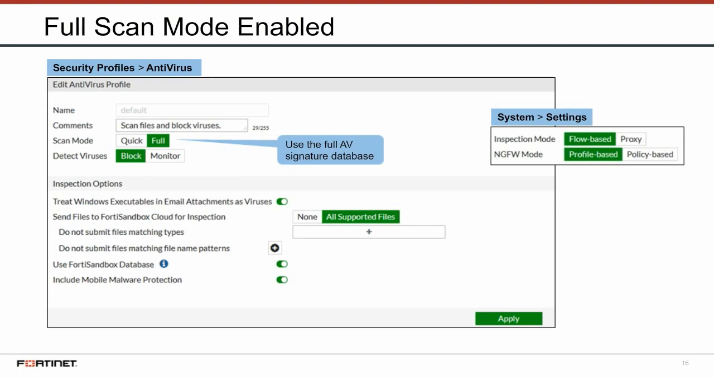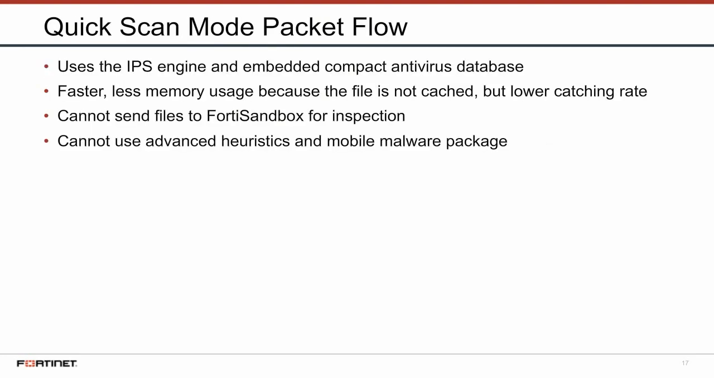This slide shows an example of the antivirus profile operating in flow-based inspection mode with scan mode set to full. Quick scan mode uses an IPS engine with an embedded compact antivirus database containing fewer signatures. Quick scan mode does have some limitations compared to full scanning mode in flow-based inspection mode. Quick scan mode cannot send files to FortiSandbox for inspection, use advanced heuristics, or use mobile malware packages. Some entry-level FortiGate models don't support this method. Note, the quick scan mode option is only available in flow inspection mode.